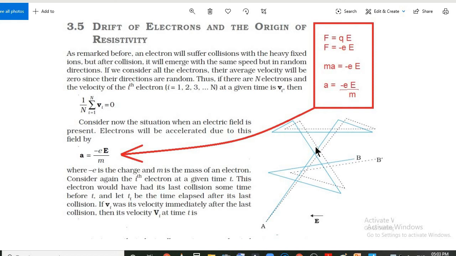Now we shall study a new term, that is drift of electrons. Let us consider the movement of electrons in a conductor. As I mentioned already, electrons are getting free from the atoms. Then those atoms will become ions.